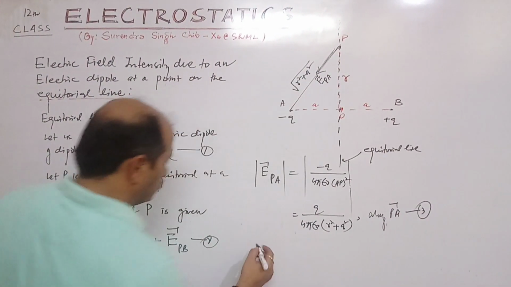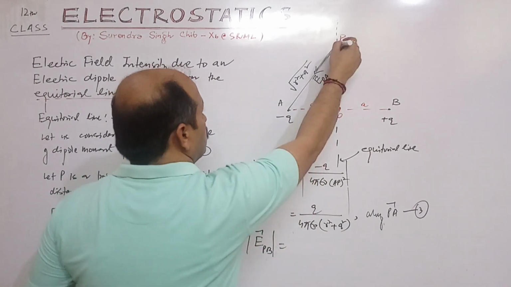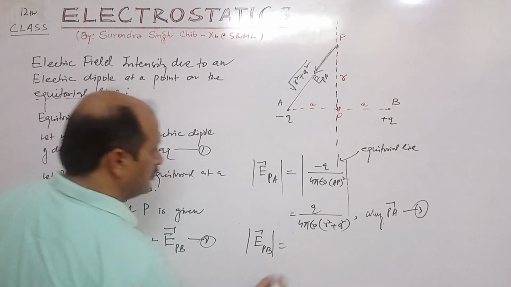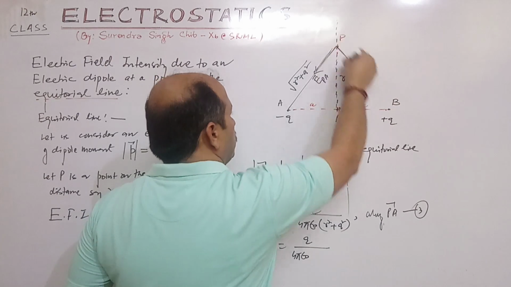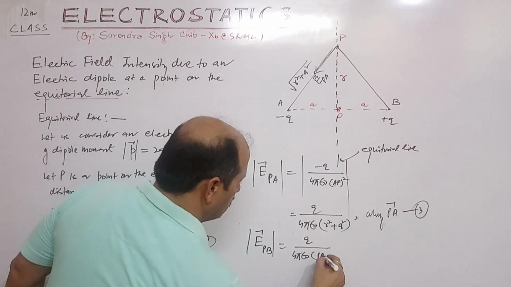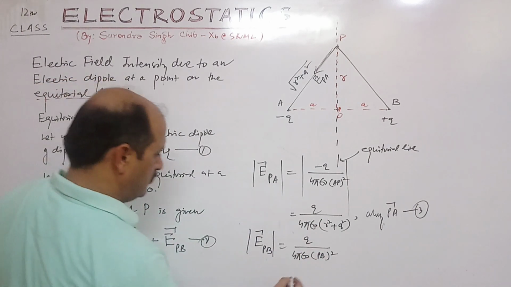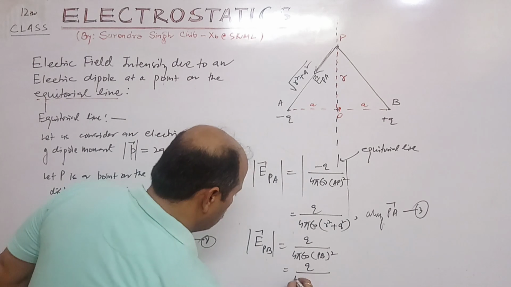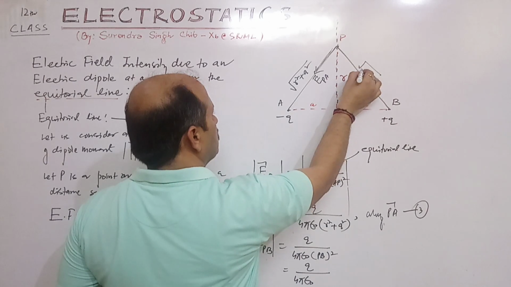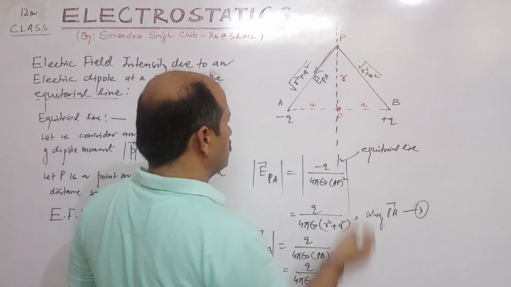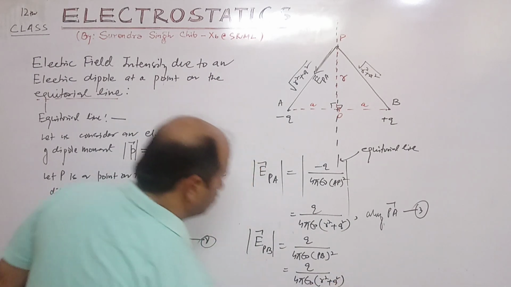Similarly, the electric field intensity at P because of B. What will it be? Check it. It should be q upon 4 pi epsilon naught PB square. And what is this value? q upon 4 pi epsilon naught. What is PB? Again, it is under root r square plus a square, using Pythagoras with 90 degrees. It is r square plus a square.